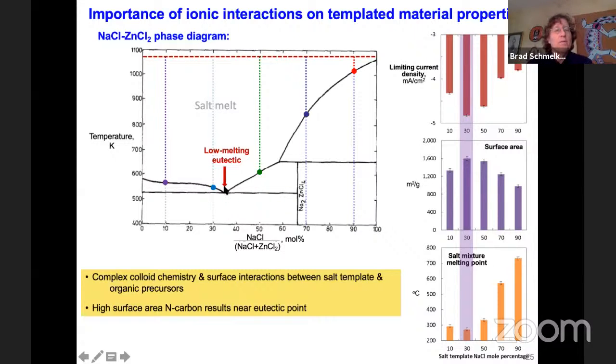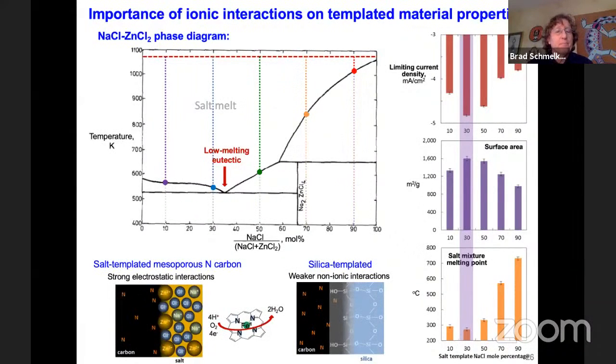And we think that this is important for the complex colloid chemistry and surface interactions between the salt template and the organic precursors as they melt, as they polymerize, and as they subsequently pyrolyze to incorporate desirable moieties of nitrogen carbon at the surface. Okay, so the high surface area nitrogen carbon results near the eutectic point, and the types of nitrogen species associated with that are favorable for the oxygen reduction. So why might that be?